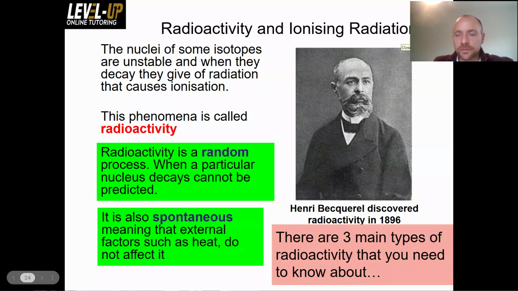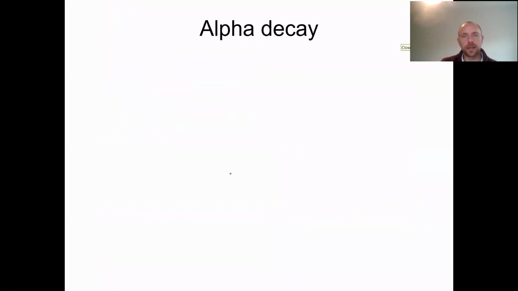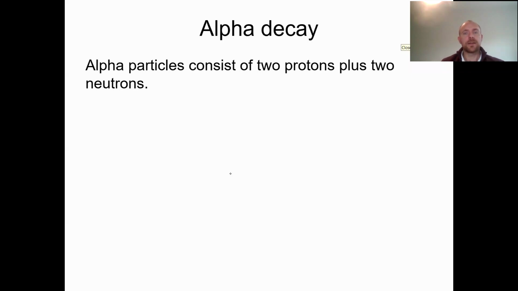And importantly, if you haven't got that already, I've mentioned them a few times, there are three main types of radioactivity that you need to know about. Alpha, beta, and gamma, and the first here is alpha. So I'm going to briefly describe what each of these forms are. Then we'll look at it in more detail. I'm just going to give an overview, and then we'll look in more detail.